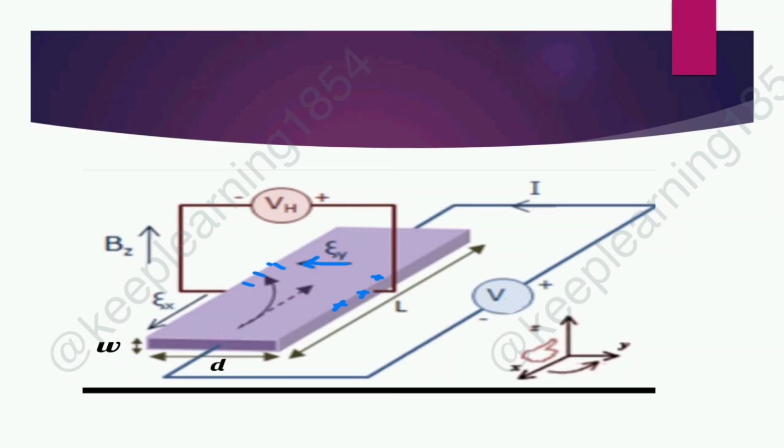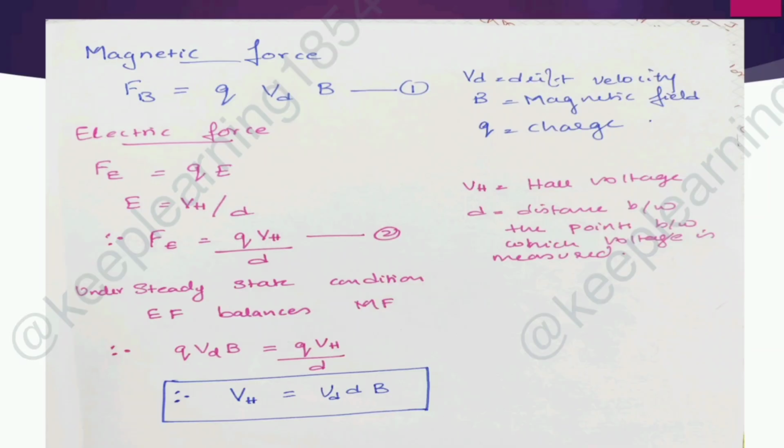Due to this electric field, the electrons will be experiencing a pull. That is why the electrons are shown to be accumulating on one side of the material, due to which a potential difference is created across the material, and that is causing the Hall voltage, which can be measured using a multimeter. Now let us see the expression for Hall effect.